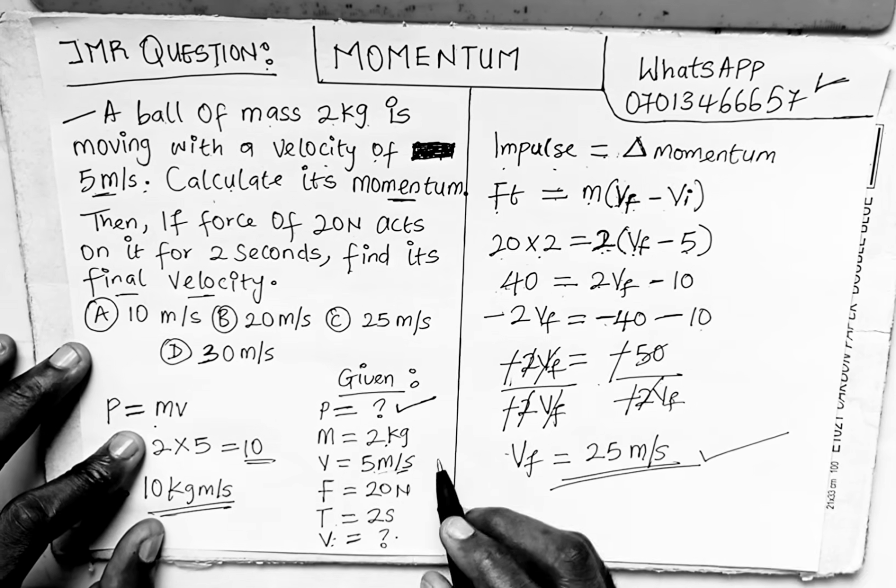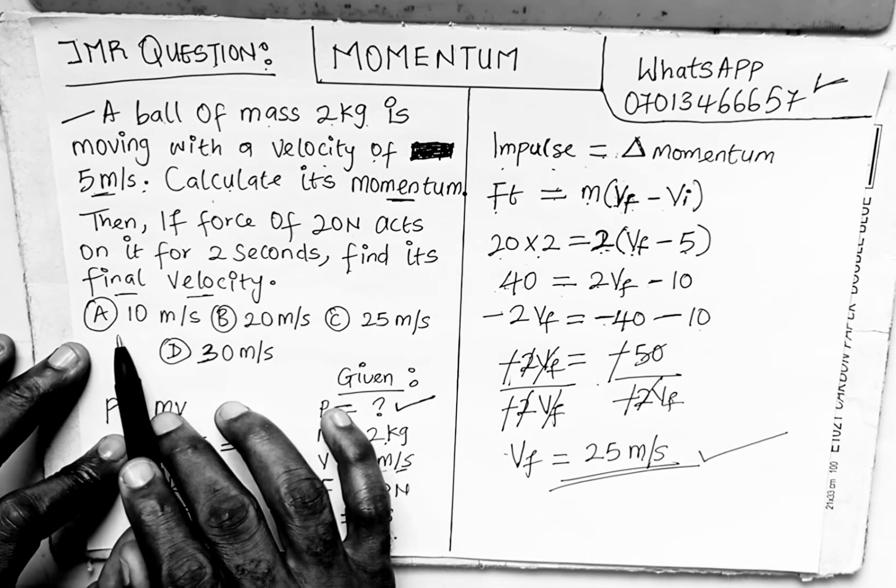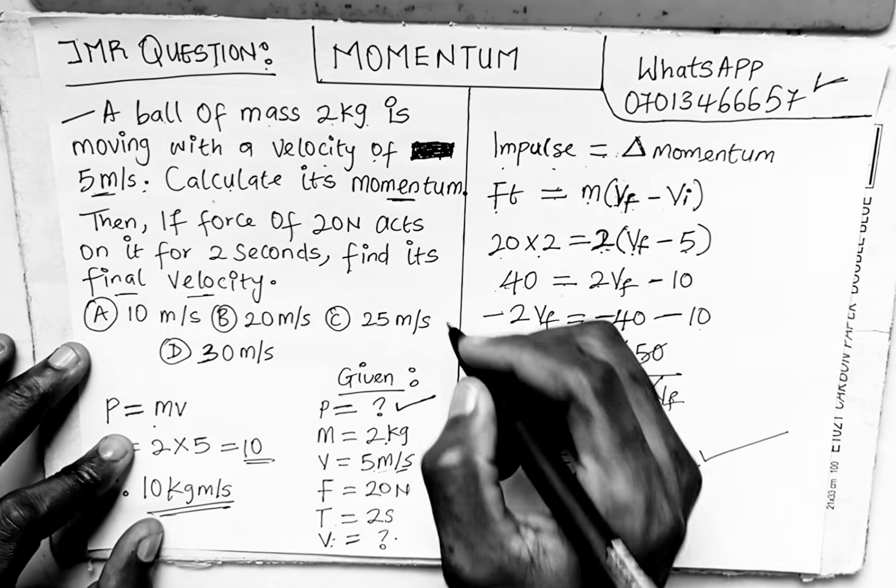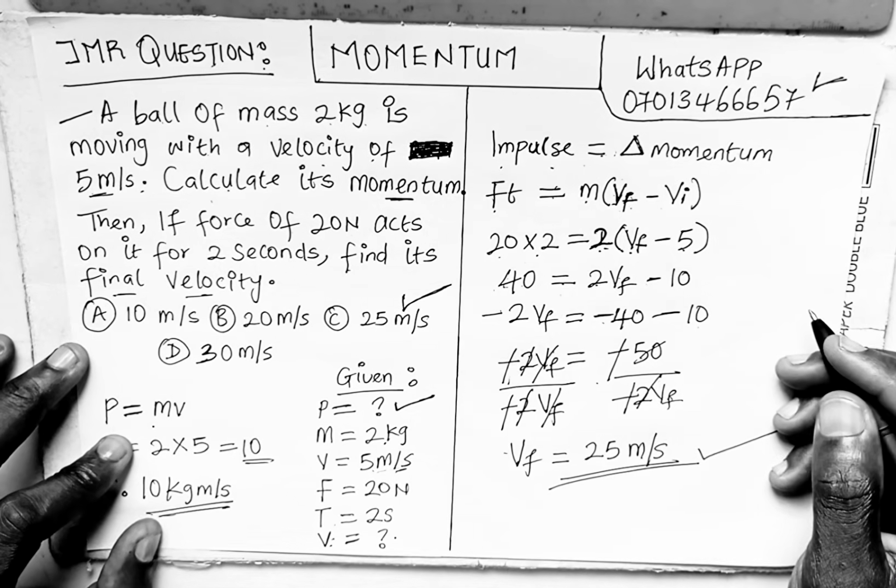That is our final velocity. So let's go to the options. Is option A correct? No. Option B, 25? No. Option C. This is our correct option. Option C. Hope you understood.